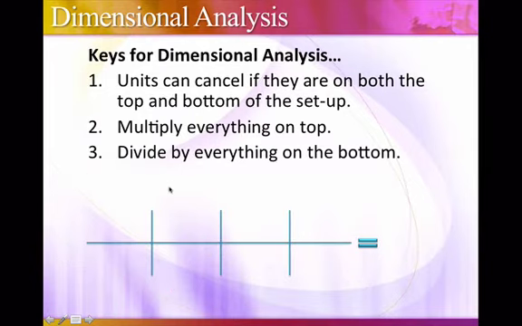So things that you need to know, keys for the dimensional analysis. What we try to do is we're going to set up a problem in a table like this, and we're going to try and get the units to cancel. So I'll show you how to do a couple examples with these. But just like in math with fractions, the units can cancel if they are on both the top and the bottom of the setup. If I can get grams up here and grams down here, they'll go away and cancel just like in math. So things on the top and the bottom will cancel. When you go to solve this, you're going to multiply all the numbers on top and divide by everything on the bottom.